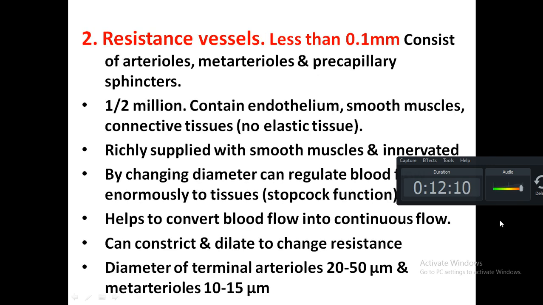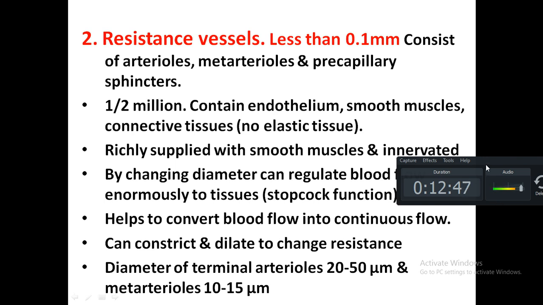The second type of vessels are called the resistance vessels. They have less than 0.1 mm diameter and they consist of three main structures. One are the arterioles, the second are the metaarterioles, and then the precapillary sphincters. There are about 500,000 of these present in our body, and they are composed of the endothelium, which is the innermost layer, then the smooth muscles, and then outer to the smooth muscles is the connective tissue layer, but there is no elastic tissue layer.